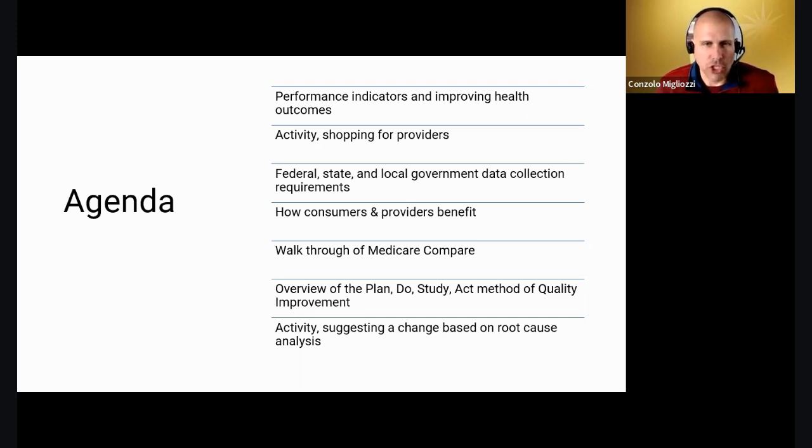We'll do a walkthrough. I'm going to share my screen and walk through a website called Medicare Compare. And then we'll look at root cause analysis. We're going to look at the plan, do, study, act method of quality improvement. And I think you guys will like this piece because it's very applicable to other parts of your life. That ending piece is very useful beyond what we're doing here, outside of healthcare as well.